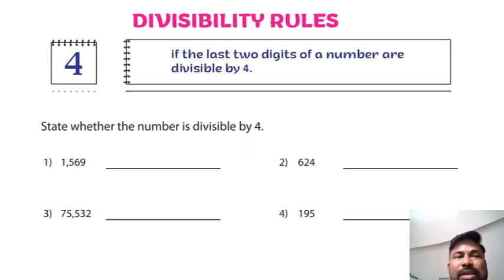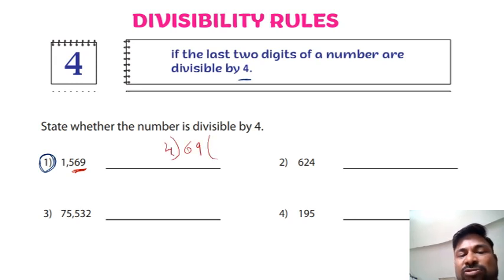Okay, let us get back to the next slide for the next rule. What is that one? Divisibility by 4. What is the divisibility rule saying? If the last two digits of a number are divisible by 4, then we can say the number is divisible by 4. Now, if you do the first sum here, the last two digits are 69. Let us divide 69 by 4.